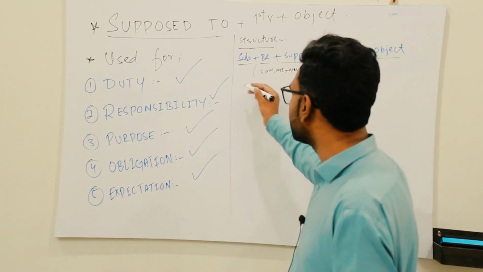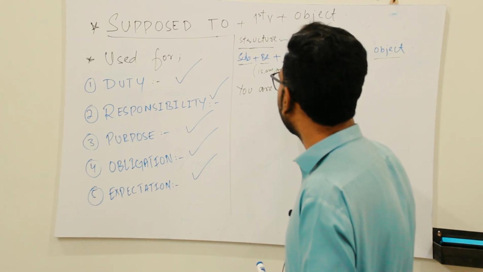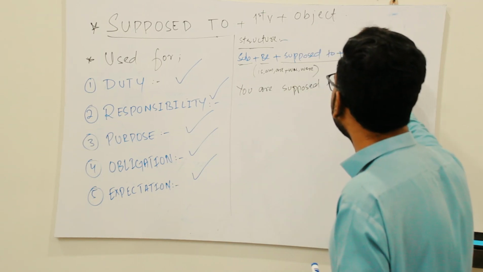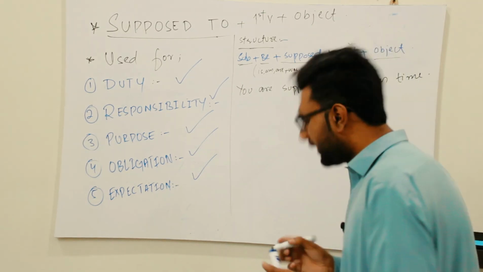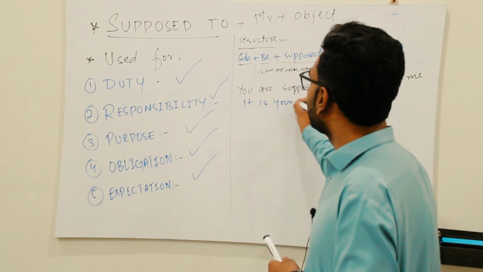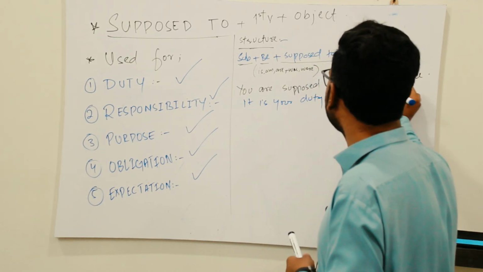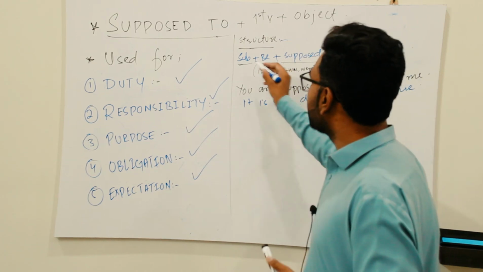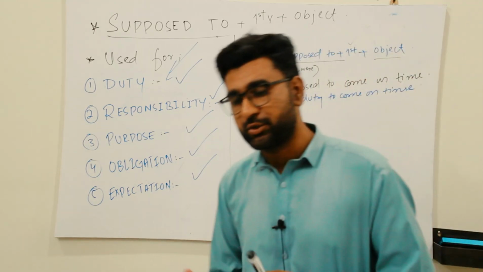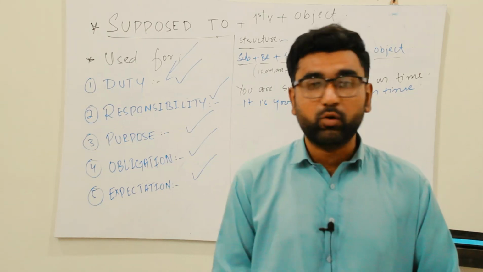For example, if I write that you are supposed to come on time, it simply means that it is your duty. It is your duty to come on time. So "supposed to" can be used for duty. Like, it is your duty to clean this room. So I say that you are supposed to clean this room.